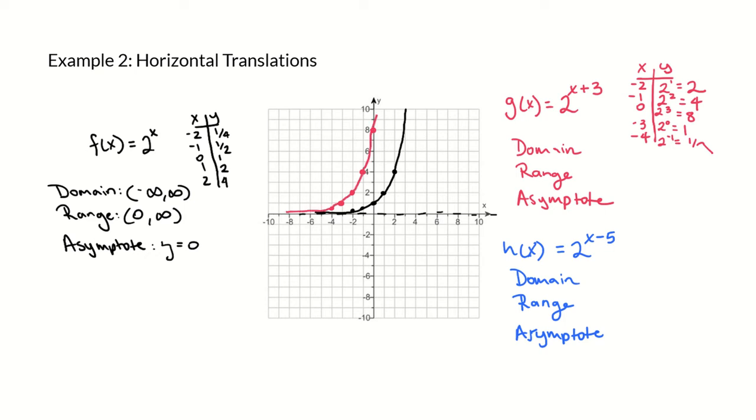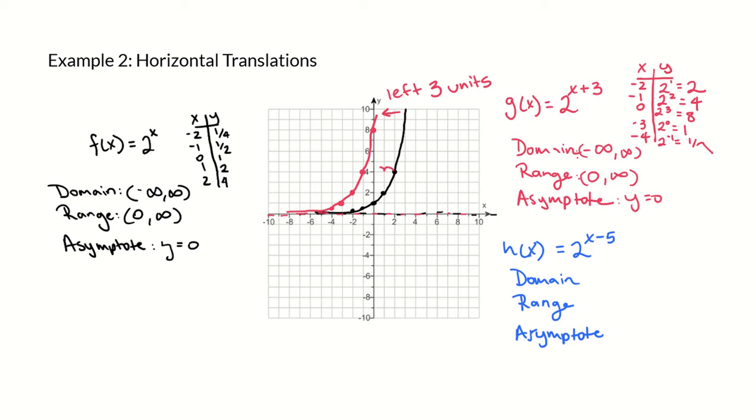So the asymptote is still at y equals 0. The range is still 0 to infinity, and the domain is -infinity to infinity. So the asymptote, domain, and range do not change for a horizontal shift. But one important thing to notice is that the graph shifted to the left 3 units.